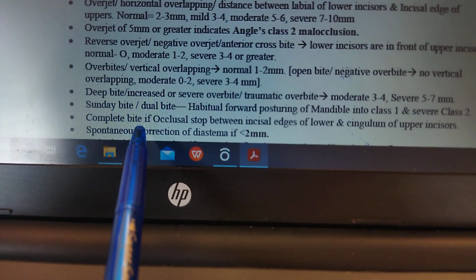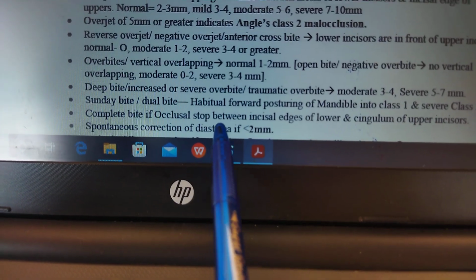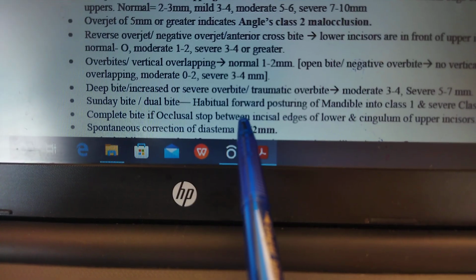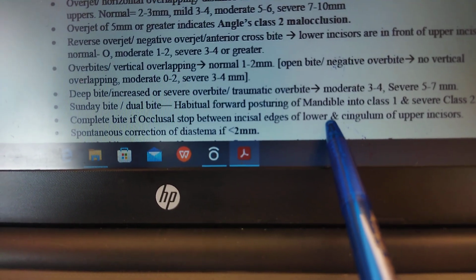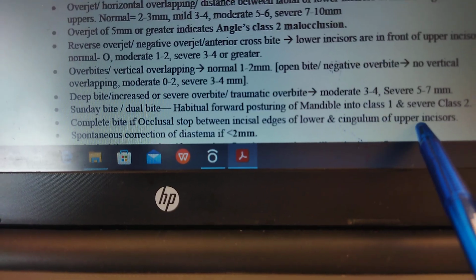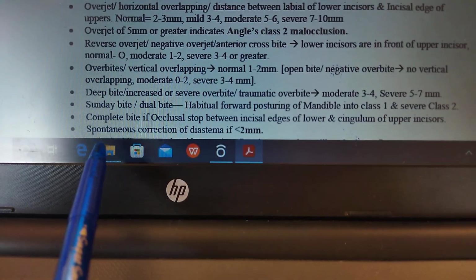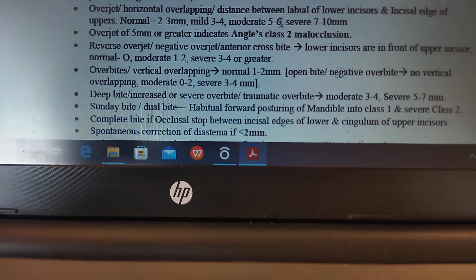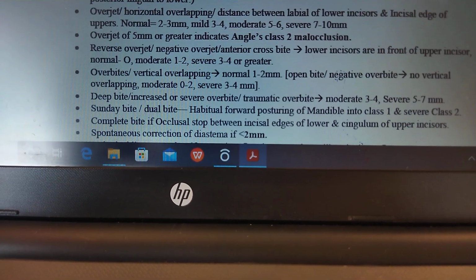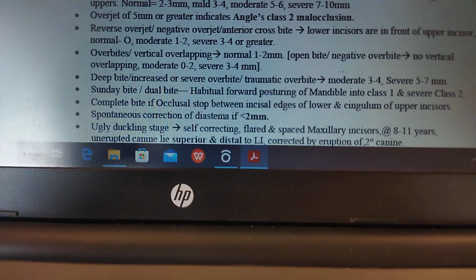Complete bite: if occlusion stops between incisal edges of lower and cingulum of upper incisors. Spontaneous closure of diastema happens if it is less than 2 mm.